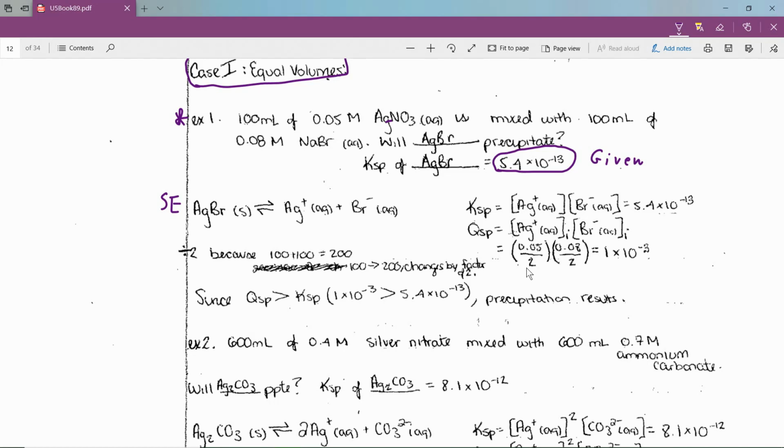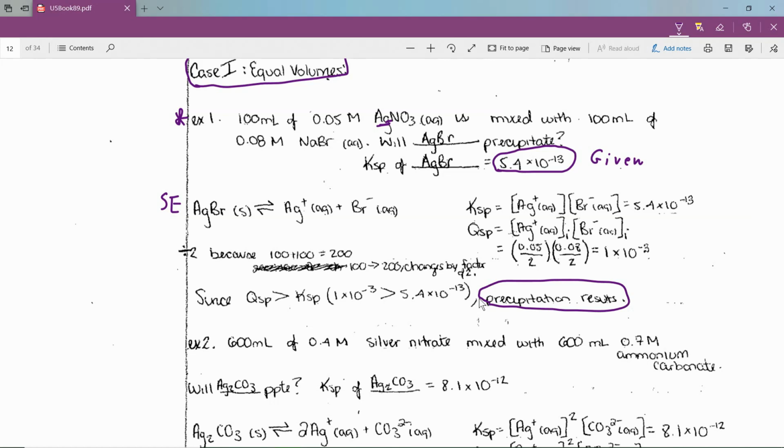And how I get those numbers is my AgBr, my source was silver nitrate. The volumes are equal, 100 mils of silver nitrate, 100 mils of sodium bromide. So you just take the source concentration, 0.05, and divide by 2. That is your instantaneous Ag plus concentration. Similarly for the bromide, I started with 0.08 and take that and divide by 2. So get those numbers, multiply them together, you get 1 by 10 to minus 3, which is a lot more than 5.4 by 10 to minus 13. So yes, precipitation does result when we mix these together of equal volumes.